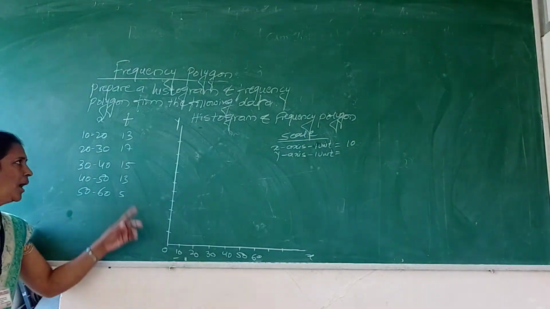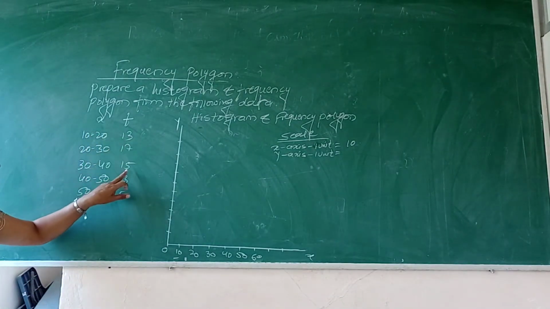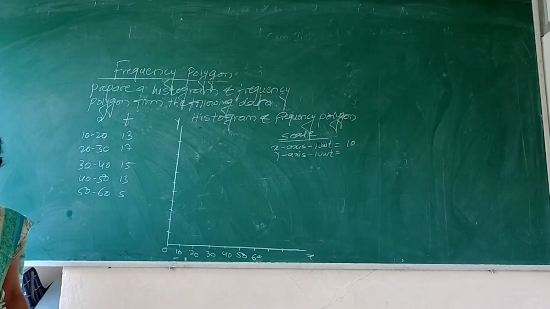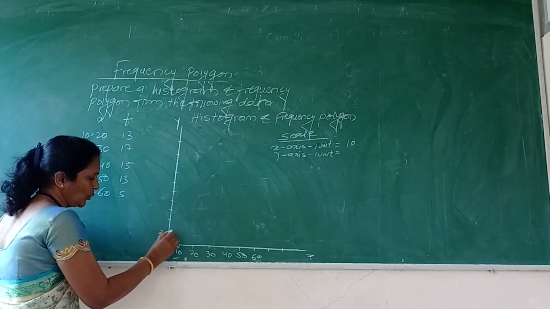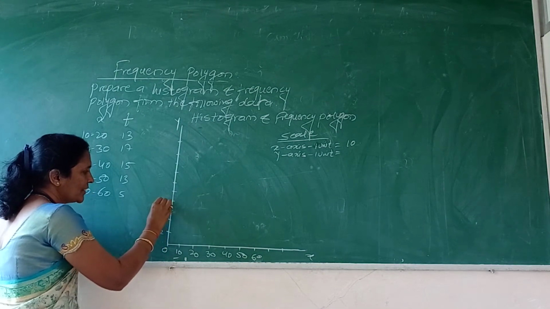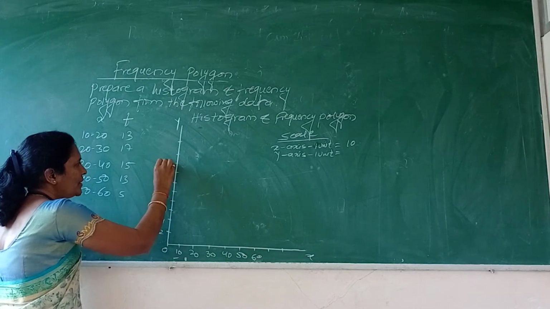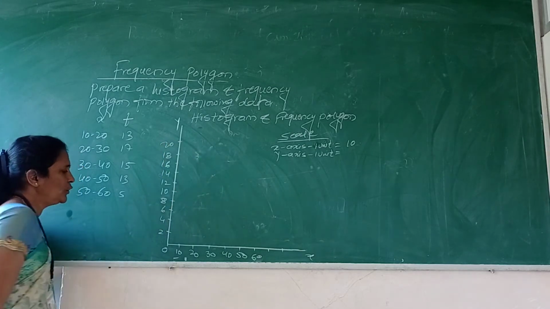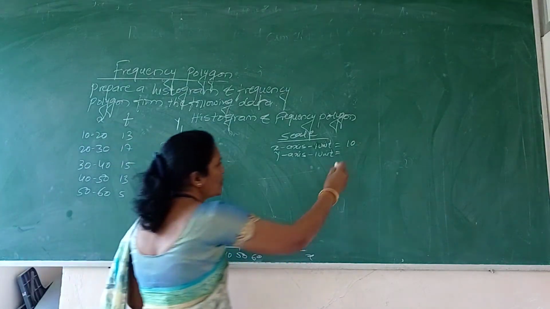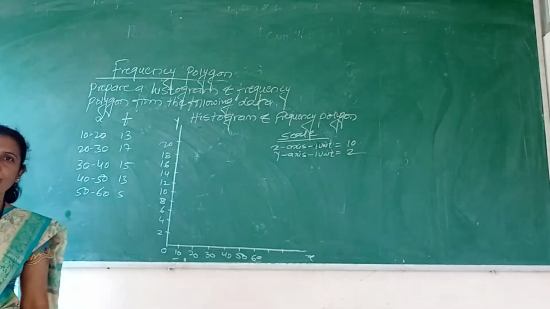Then the y-axis. Here look at the values: 13, 17, 15, 13 and 5. The minimum is 5, the maximum is 17. So what we do is, we take 2 here: 2, 4, 6, 8, 10, 12, 14, 16, 18 and 20. So the scale of the y-axis is 2.